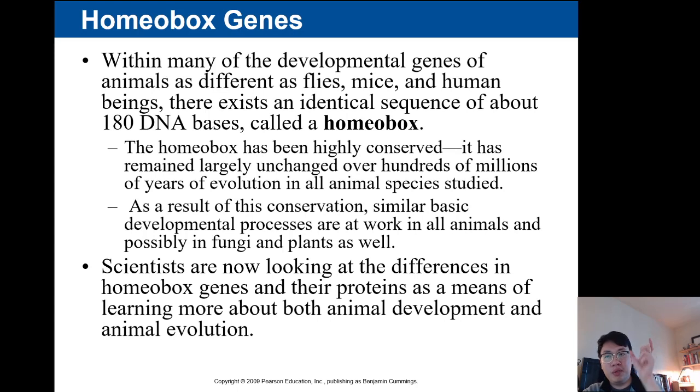And it is believed that if anything was to change within this homeobox, the base instructions of development will be totally disrupted. Not annihilated, but mutated to the point where mutations and deformations will occur. So we need this to be extremely safe, extremely conserved, extremely identical for us to have the same process. And so scientists are now looking into the differences in the homeobox genes and their proteins as a means of learning more about animal and human development.